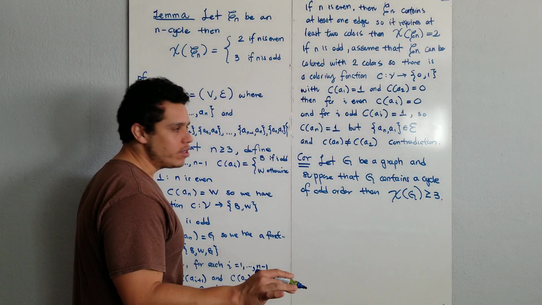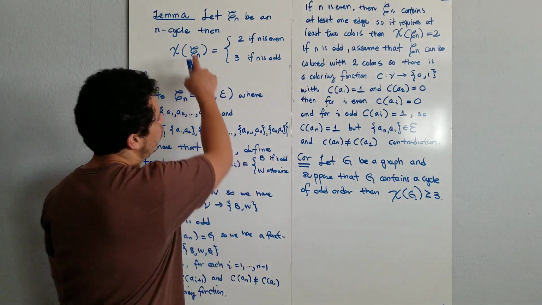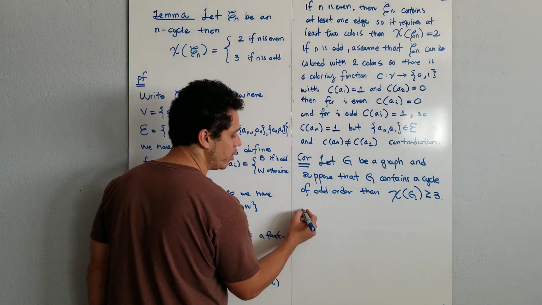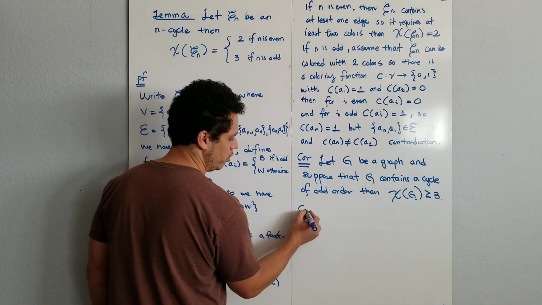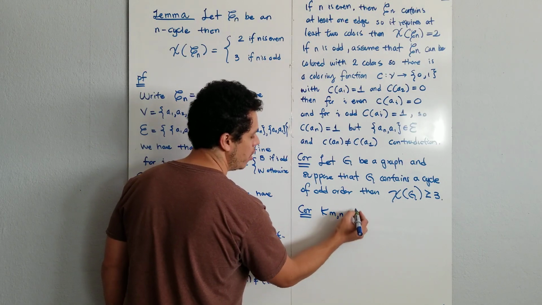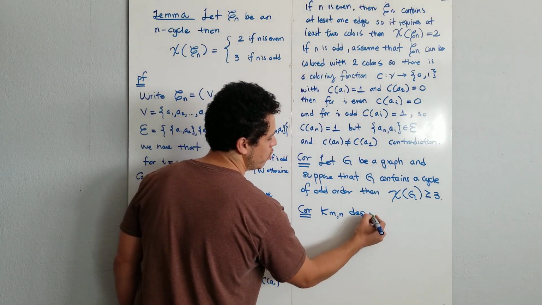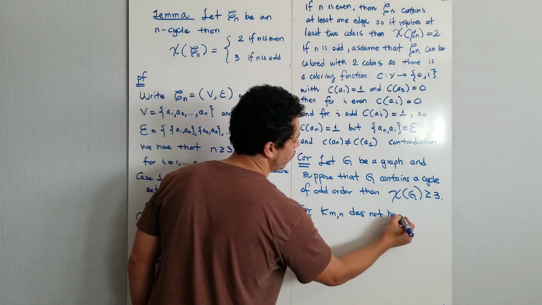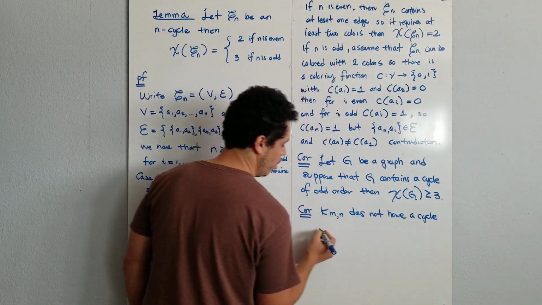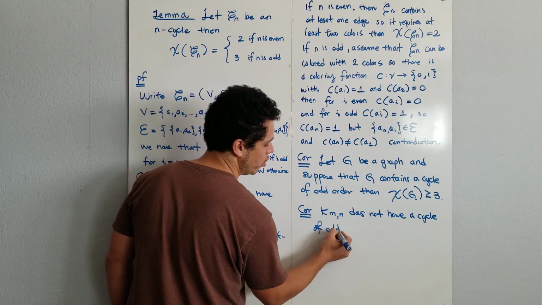Now, another consequence of this theorem that we have here is that the complete bipartite graph KMN does not have a cycle of odd order.